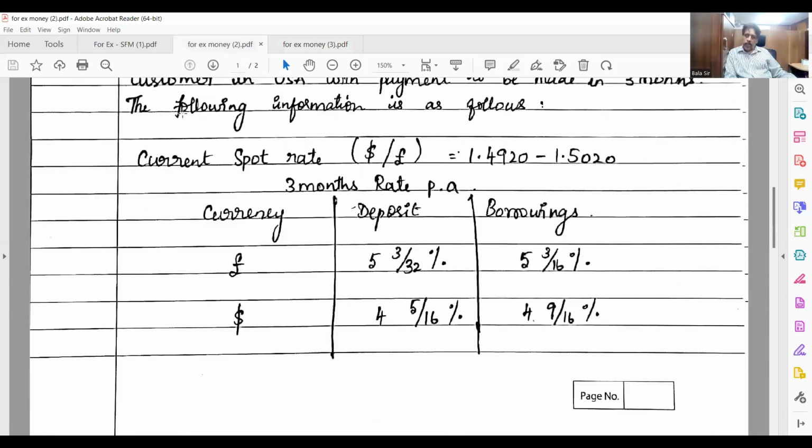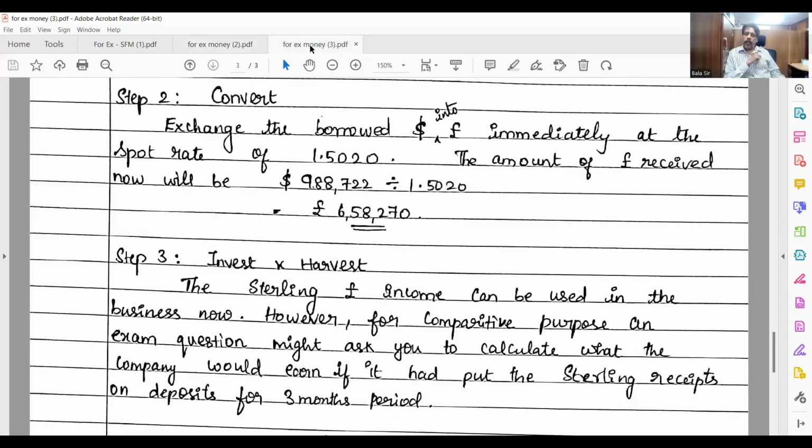What is the deposit rate in the UK? It is 5.3 by 32%. 5.3 by 32. Take a calculator. Now, what is 3 by 32? 3 by 32. It is 0.093. And add 5 to it, 5.09 something.